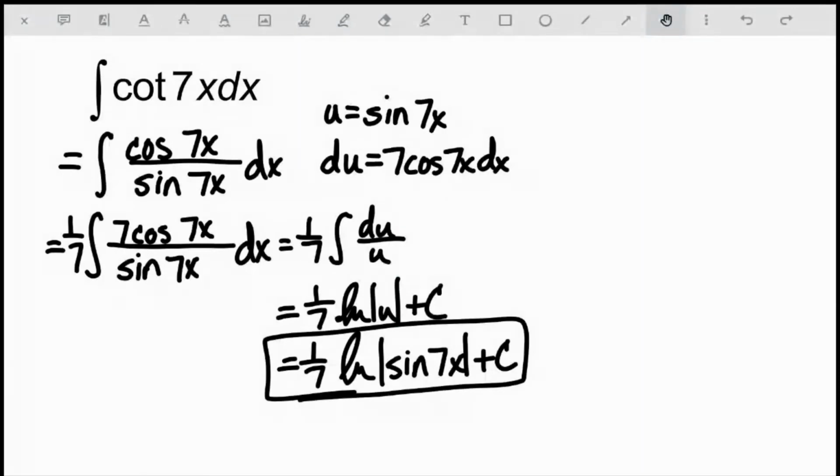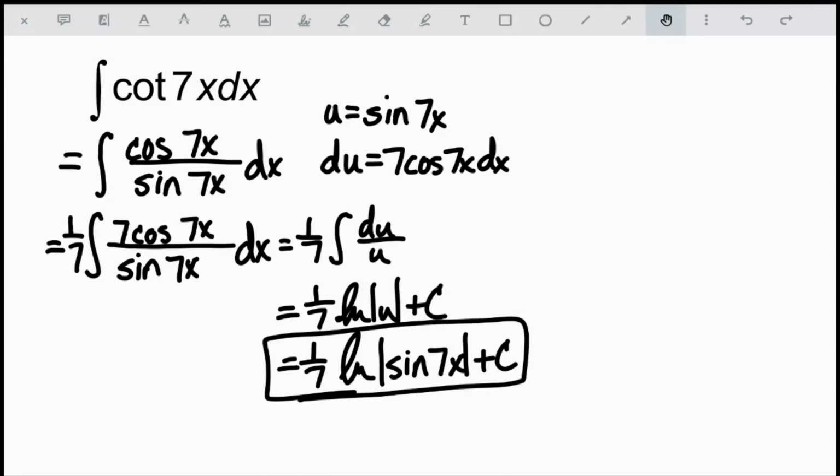There's no derivative rule that will give me cotangent as a result. So I have to think about, okay, what are my options here? Well, could I use a trig identity to rewrite this? Can I just break this apart somehow? Well, cotangent's the same as cosine over sine. So I rewrote it as cosine 7x over sine 7x. And now it's in a form where I can actually do a substitution.